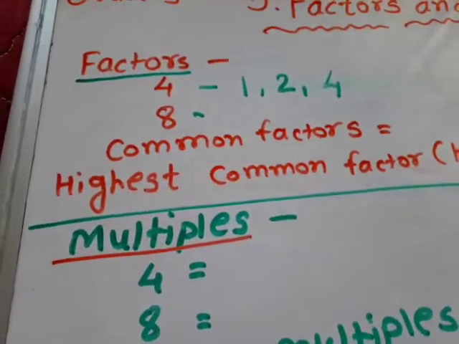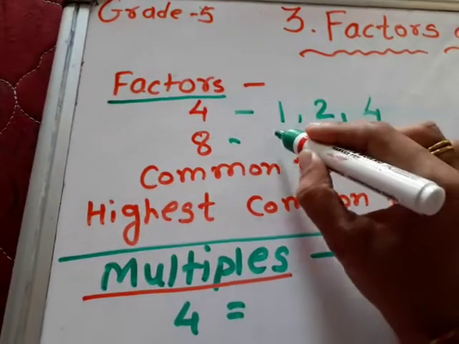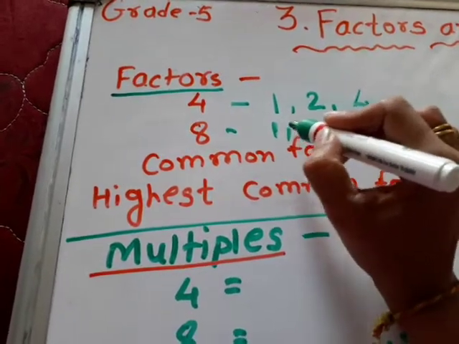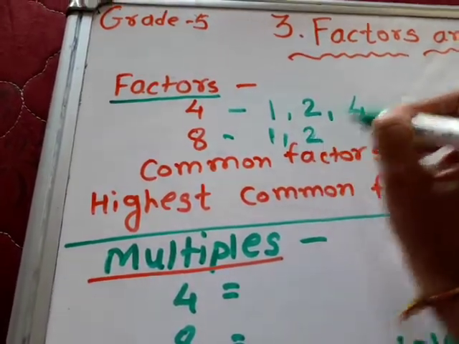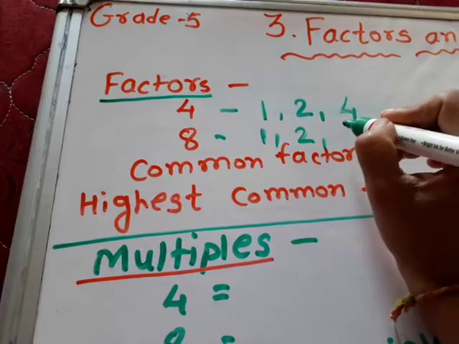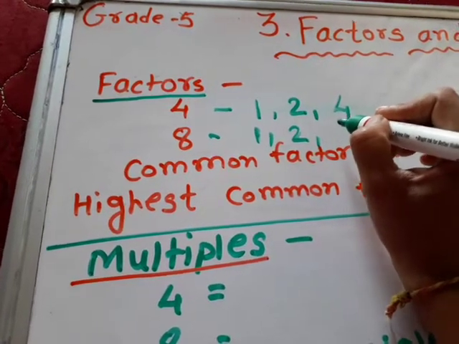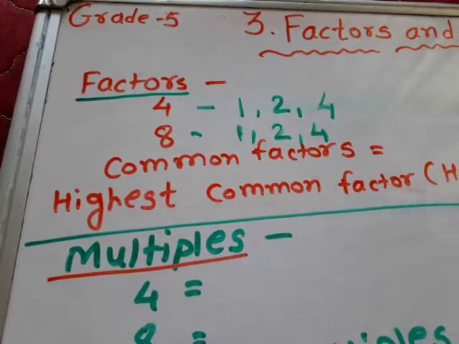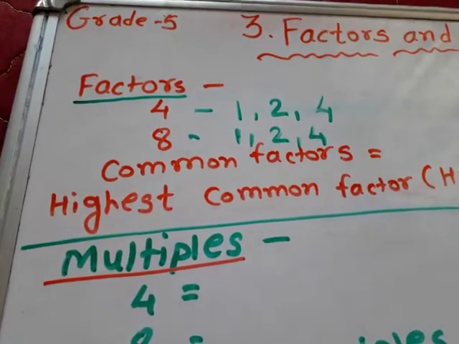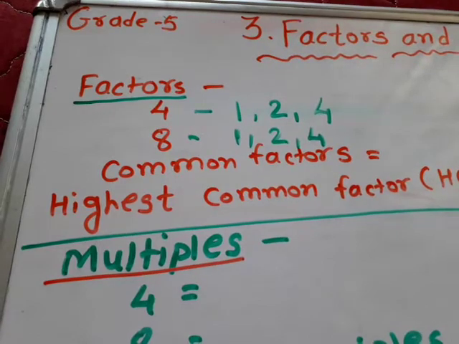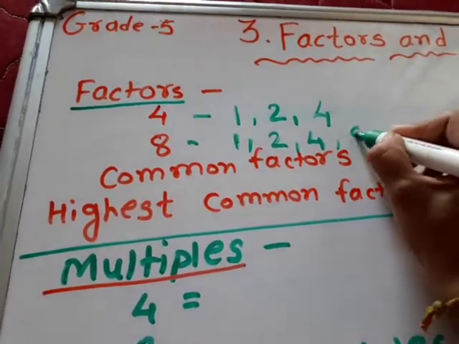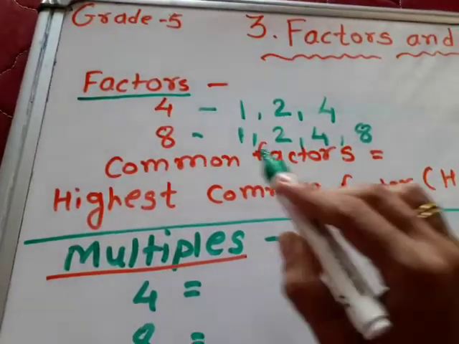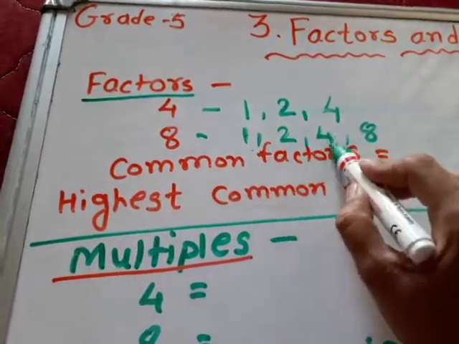Then we find the factors of 8. Again, we start from table of 1. 1 eights are 8, okay, 1 is a factor of 8. 2 fours are 8, yes. 3, there is no number in the table. 4 twos are 8. Then 5 no, 6 again no, 7 no, but 8 ones are 8, means 8 is a factor of 8. Now say what are the factors of 8? 1, 2, 4 and 8.